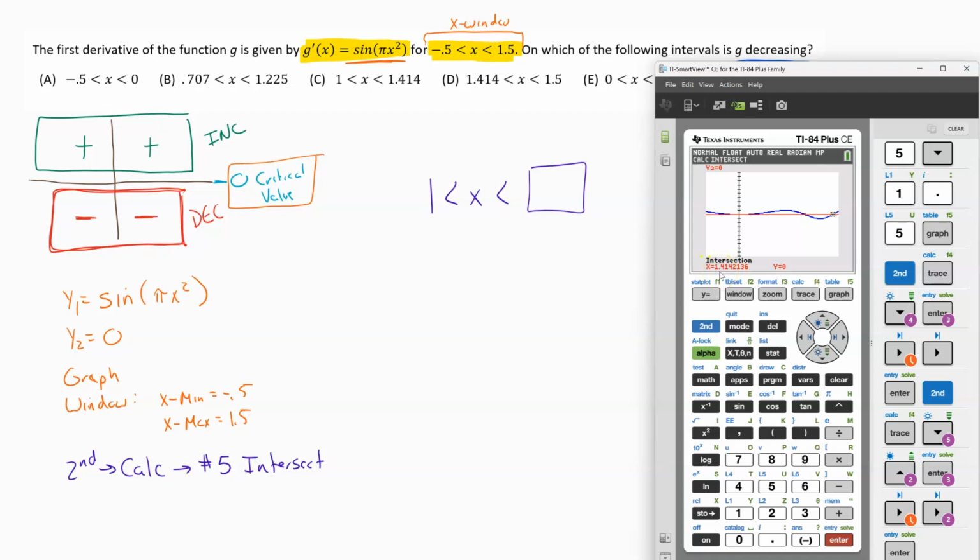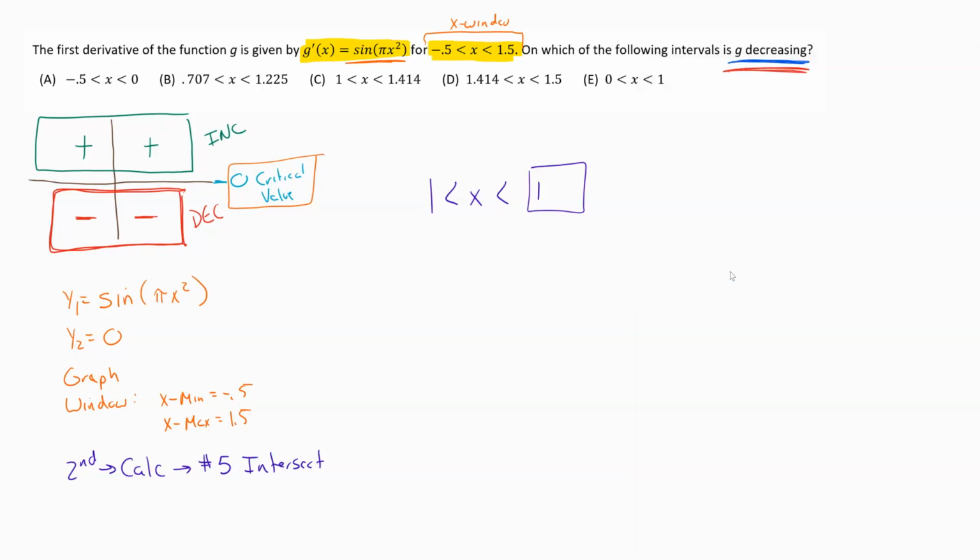So the AP Calc test is going to round everything to 3 decimals usually, so we would look at this answer as 1.414. And so that's the other half of our interval for where this graph would be decreasing, down there in the negative space. So 1.414 would be the second point. So this is our interval that matches with option C.